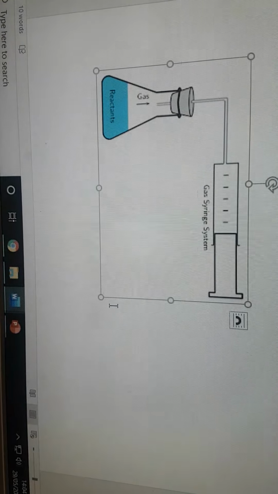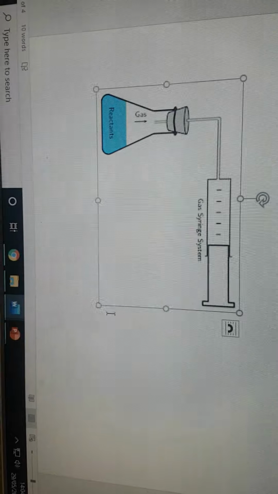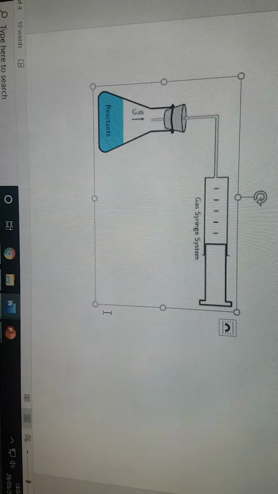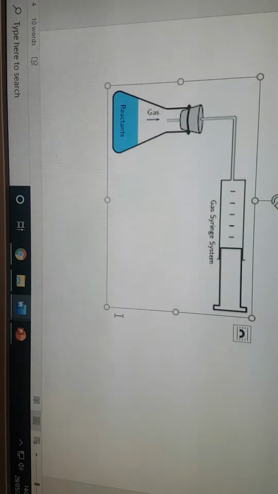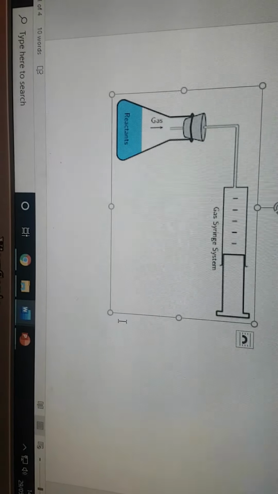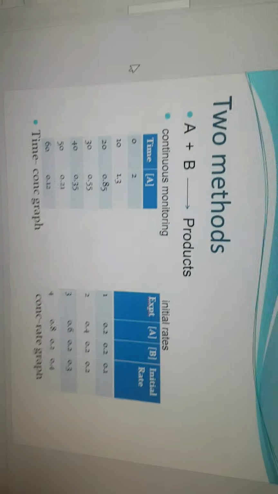The other option is to do 4 different experiments with a different concentration of HCl each time, but in each of those 4 different experiments you would only measure the volume of gas after 10 seconds, a single measurement. So you get the initial rate, the rate right at the start of the reaction.